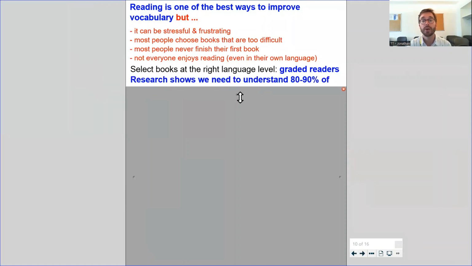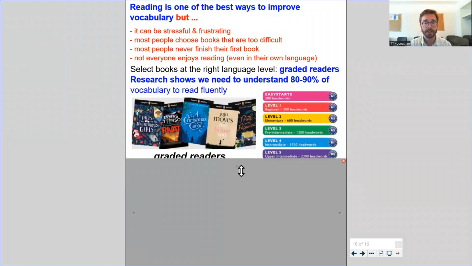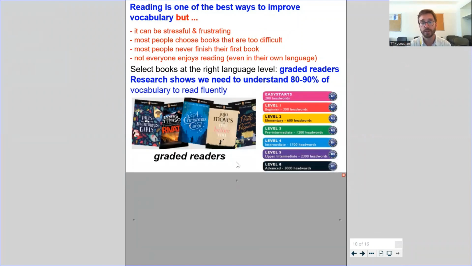okay? Graded readers are designed for all levels of English, whether that's a complete, easy start, beginner, okay? And then we've got sort of beginner, elementary, pre-intermediate, intermediate, upper intermediate, all the way to advanced. And you can see how many head words there are. So going from 200 to 300 at the lower level, up to 3,000 at the advanced level. Research shows we need to understand 80 to 90% of vocabulary to read fluently, i.e. read quickly and enjoyably. Okay.